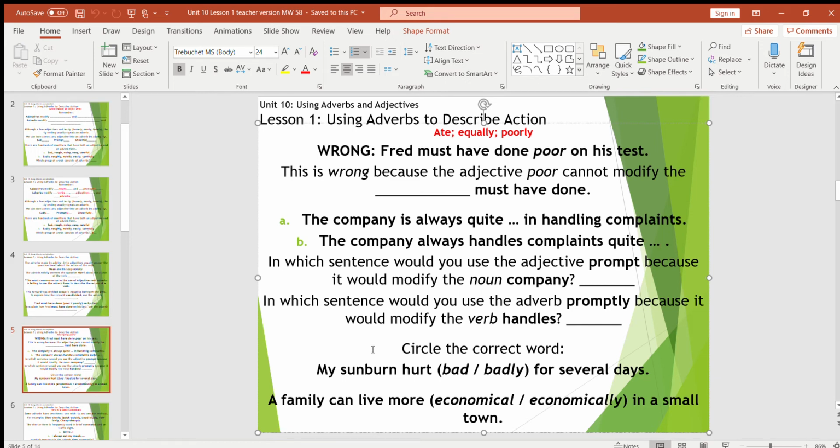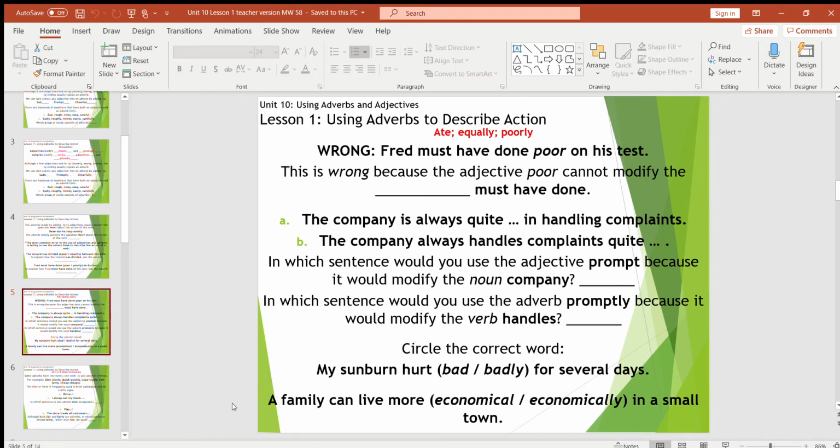So, circle the correct word. My sunburn hurt bad or badly for several days. Alright, so this is either bad describing the sunburn or badly describing how it hurt. Which one is it?